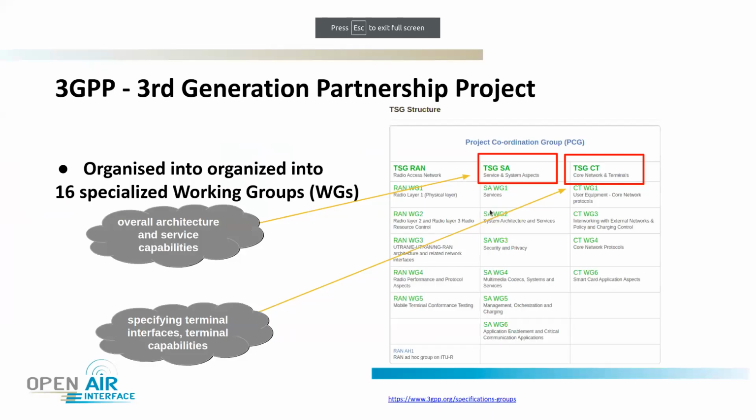Yeah, and then each working group has a specific task. So for example, for our core network perspective, we have group called SA. So under SA there are several working groups, and there is another project called CT. It's called core network and terminals. Again, we have a different working group under core network terminals. So under SA, we have overall architecture and service capability for 5G system.